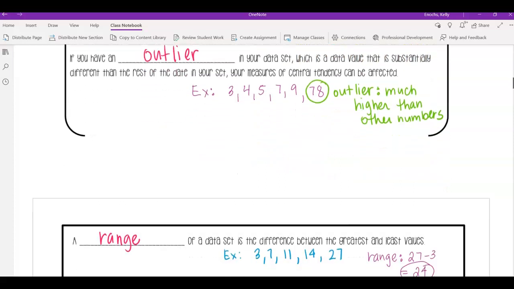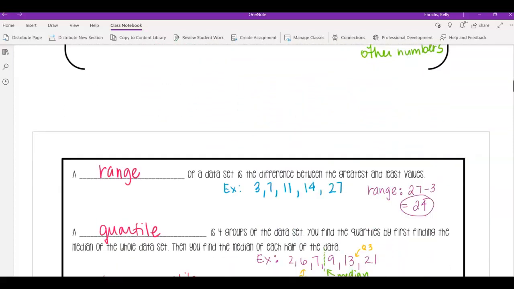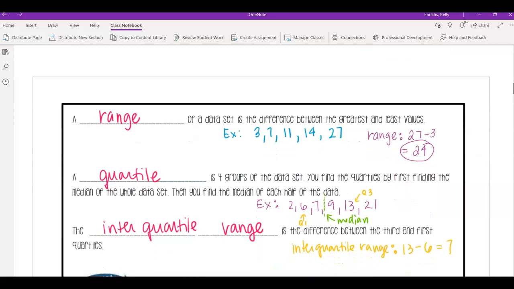So that's all our middle numbers. If you want to talk about how spread out your data is, which does tell us quite a few things, then we're going to take a look at the range. And the range is the difference between your greatest and least values.